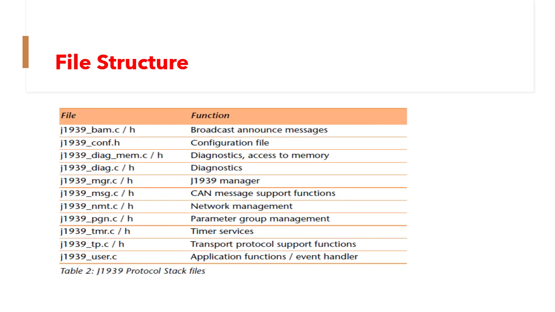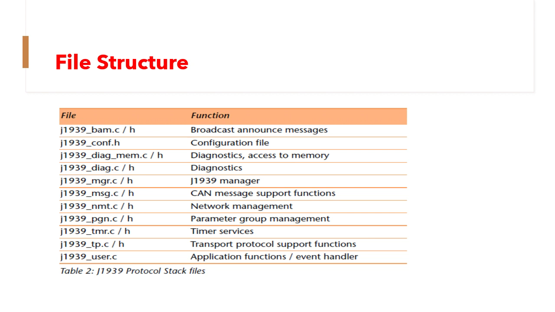So let's see the file structure. All header files and implementation files of the J1939 protocol stack are located in the source directory. Here you can see broadcast announce message bam.c or .h, the configuration file conf.h, and diagnostics access memory diag underscore mem.c. You can see all the corresponding functions or file structure. At last, there is J1939 underscore user.c, which contains all variables and functions that require an adaption to the target system. So this is how the file structure would be.